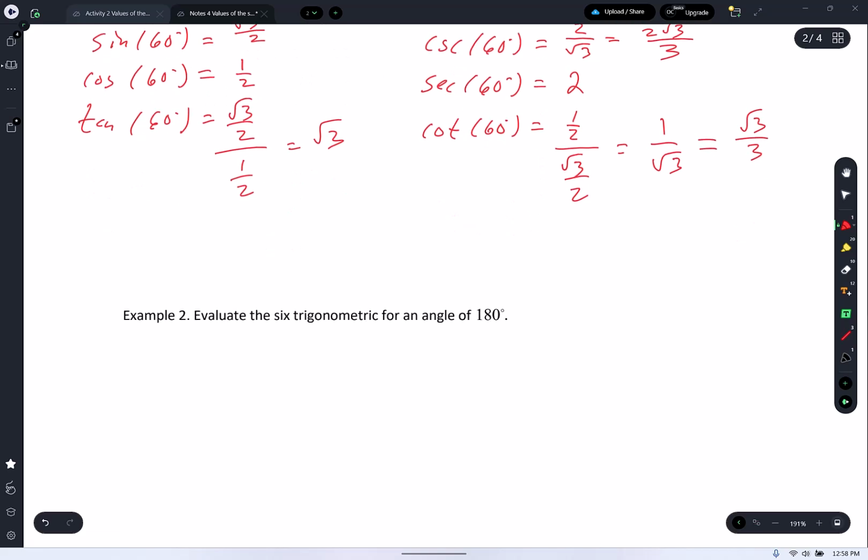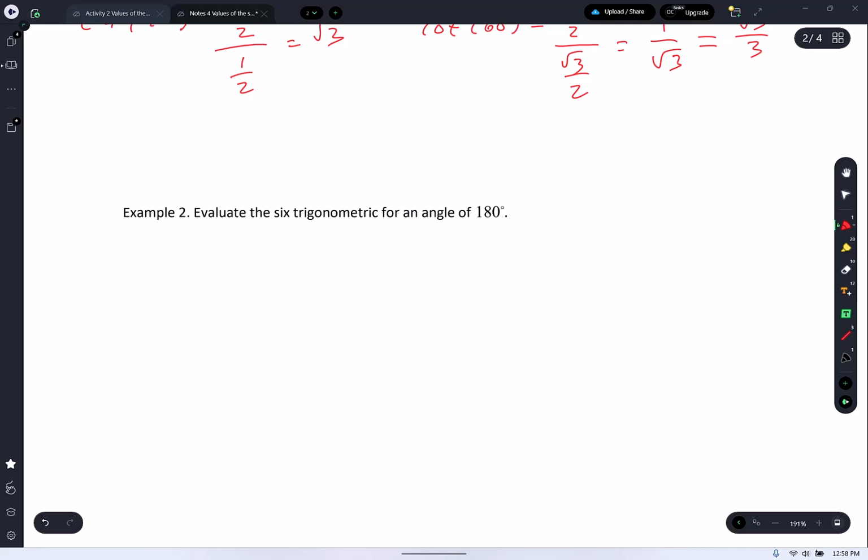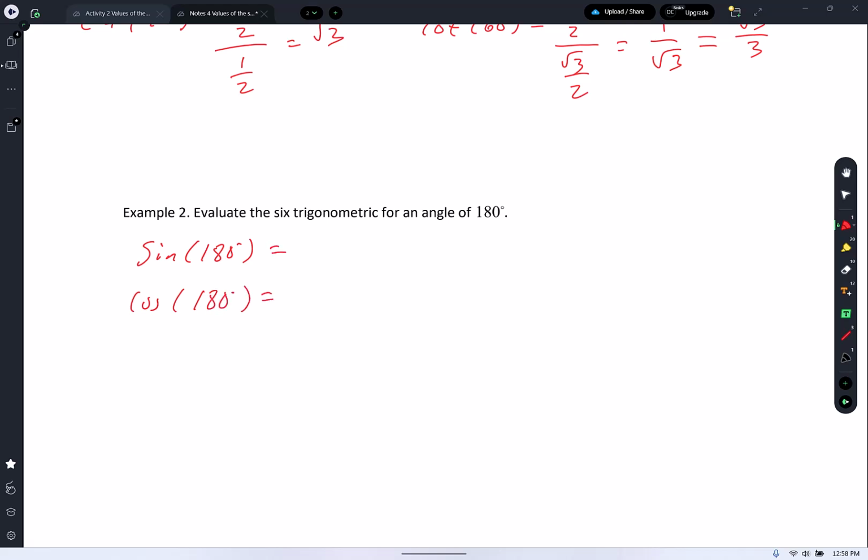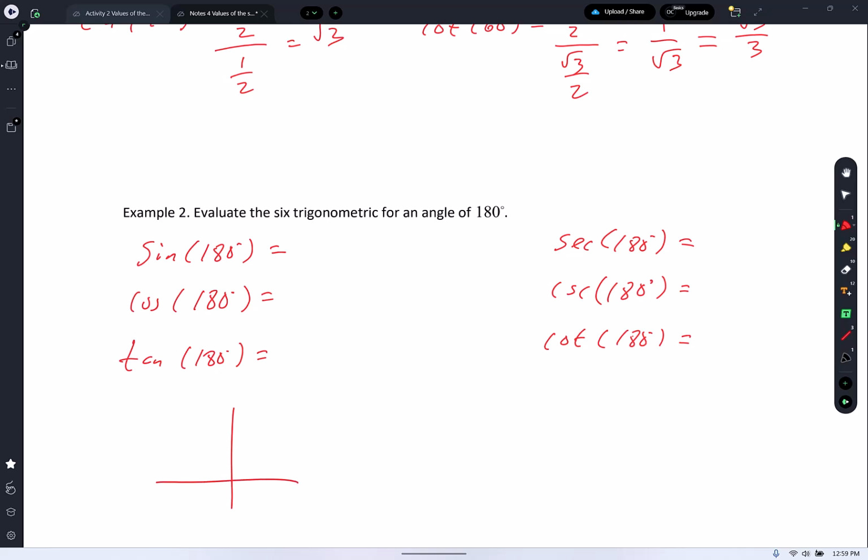All right, here we go. Evaluate the six trigonometric functions for an angle of 180 degrees. So I want to do the same thing, guys. Sine of 180 degrees, cosine of 180 degrees, tan of 180 degrees, and then secant of 180 degrees, and then cosecant of 180 degrees, and then finally cotangent of 180 degrees. I didn't go in order. In the unit circle, 180 degrees is right there. That is -1, 0.